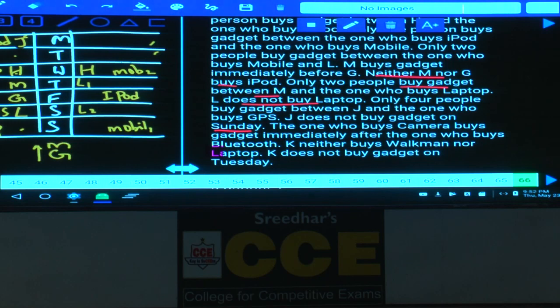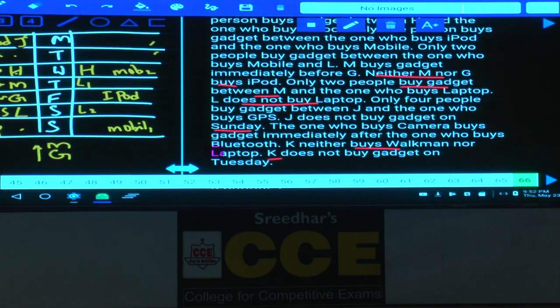And the one who buys camera buys gadget immediately before the one who buys Bluetooth. Camera is immediately before Bluetooth. So this is camera and this is Bluetooth. And finally what is left over here? Walkman is left over. And next one, K neither buys Walkman nor laptop.